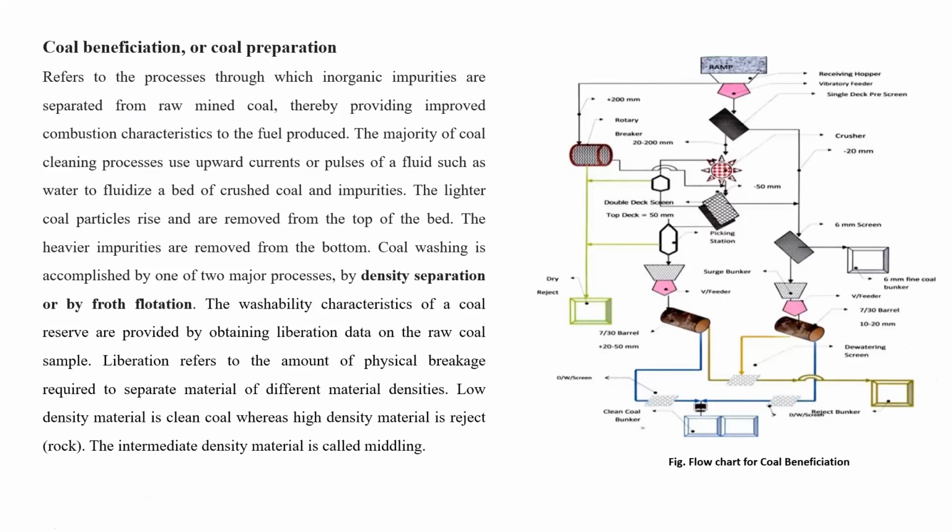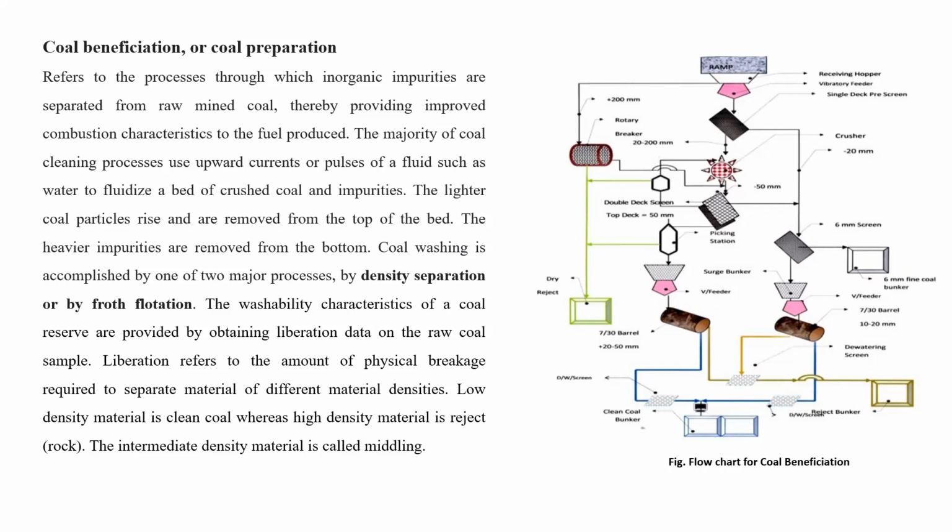Now we have already seen coal beneficiation and coal preparation in the last class. Just revise it. So coal beneficiation refers to the process through which inorganic impurities are separated from raw mined coal, thereby providing improved combustion characteristics of fuel produced. The majority of the coal cleaning processes use upward currents or pulses of a fluid such as water to fluidize a bed of crushed coal and impurities. So the lighter coal particles rise and are removed from the top of the bed, the heavier impurities are removed from the bottom.